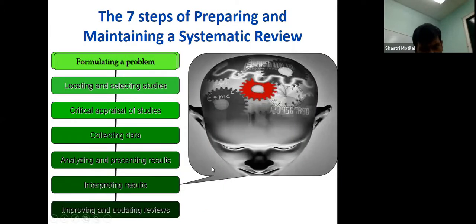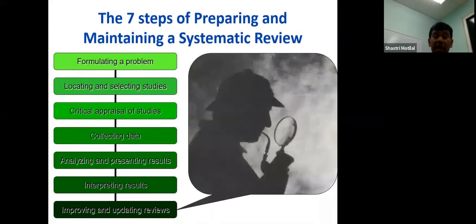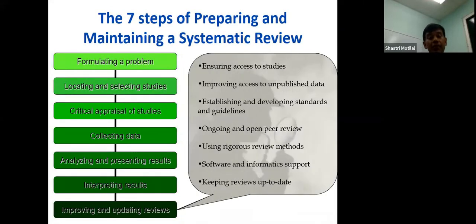Soon, we'll look at that. And then when you look at the results, you get the conclusions. And then the last step in a systematic review is to improve and update the review.